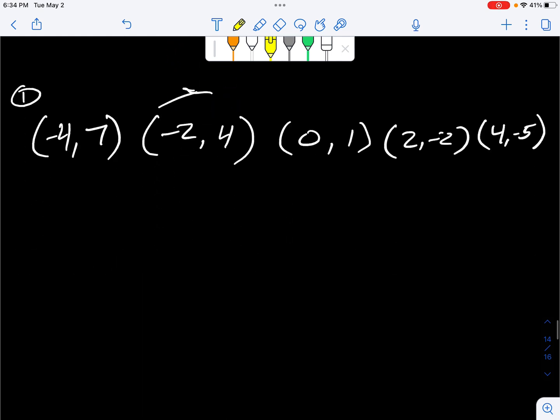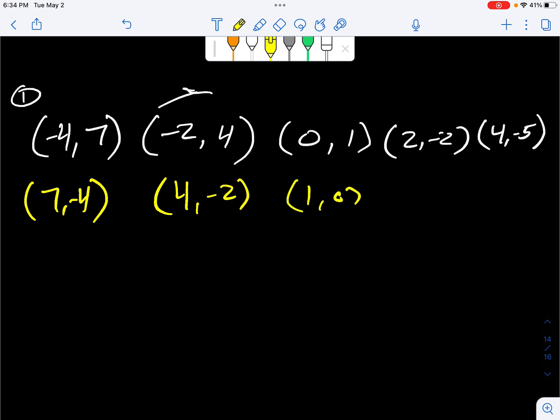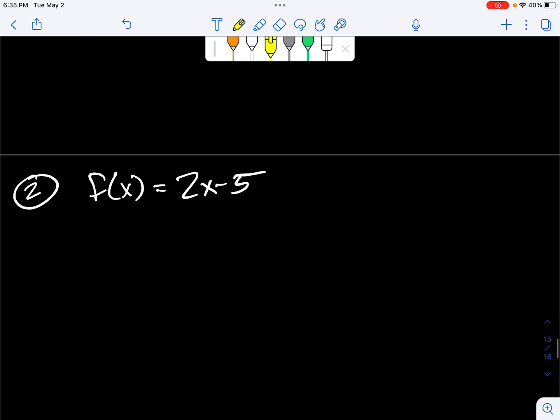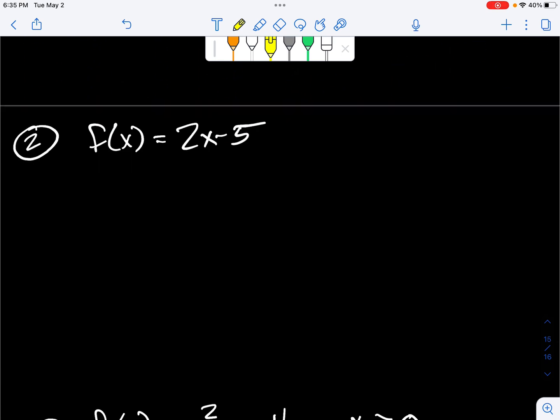So if they give you a bunch of points and they ask for the inverse, well, we would do exactly what it seems like. We would switch the x and the y. And those points would all be the inverse of those original points that they gave us. Now, here's more of what the application is.